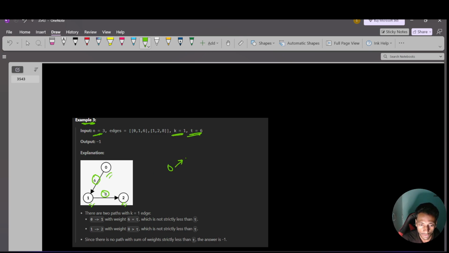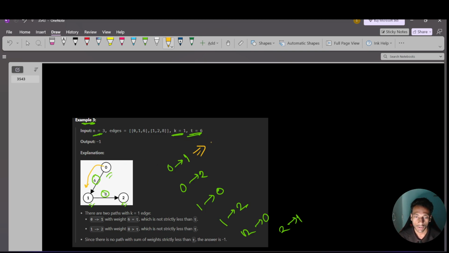Suppose first I want to reach 0 to 1, then another path I want to explore from 0 to 2, then I want to explore 1 to 0, then 1 to 2, then 2 to 0, then 2 to 1. Correct? First of all, find out 0 to 1. So yes, there is one path I can reach using this edge. So the weight of this is 6, and the number of edges is only one edge. So this is equal to k. K value is here actually 1. So the first condition is satisfied.